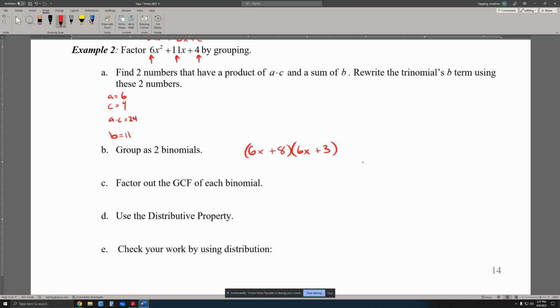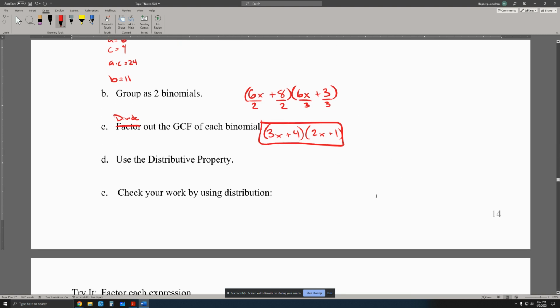We're then going to divide out the GCF. I'm going to change this to say divide out the GCF of each binomial. So from the first grouping, the GCF of 6x and 8 is 2. From the second grouping, the GCF of 6x and 3 is 3. So after dividing out the GCF of each of the groupings, we get 6x divided by 2 is 3x, 8 divided by 2 is 4, 6x divided by 3 is 2x, and then 3 divided by 3 is 1. So this is the factorization of this trinomial, 6x squared plus 11x plus 4.